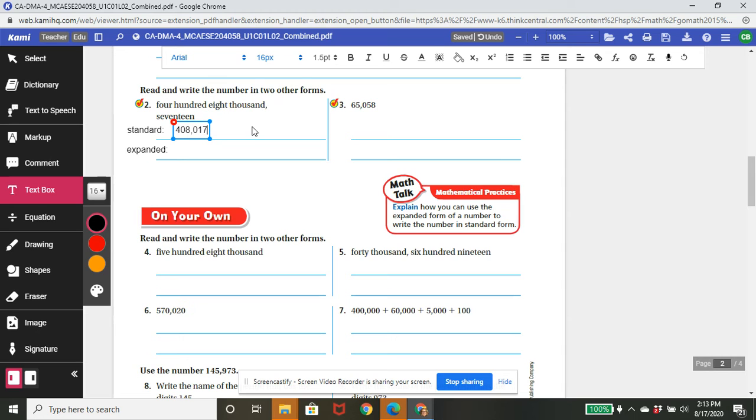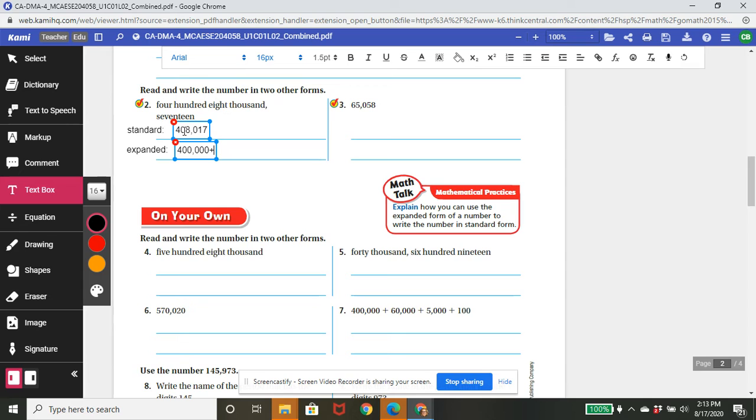17 at the end. Then I'm going to write this as expanded form, which means I'm going to take it apart piece by piece. Let's start here. We're starting with the 4, and I'm going to turn the rest of these digits into 0. So I'm going to have 4, 0, 0, comma, 0, 0, 0. There's my first piece. We're going to put a plus sign.